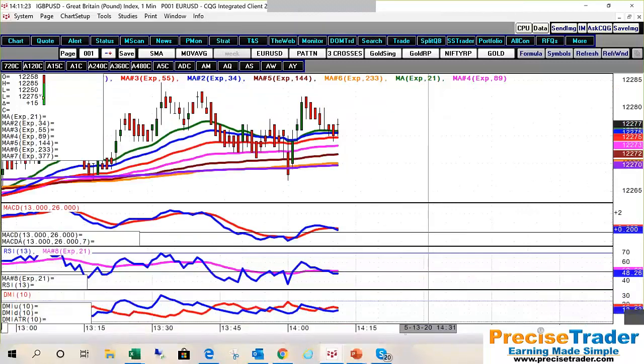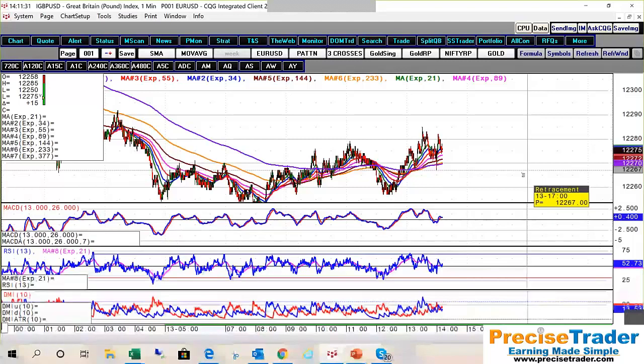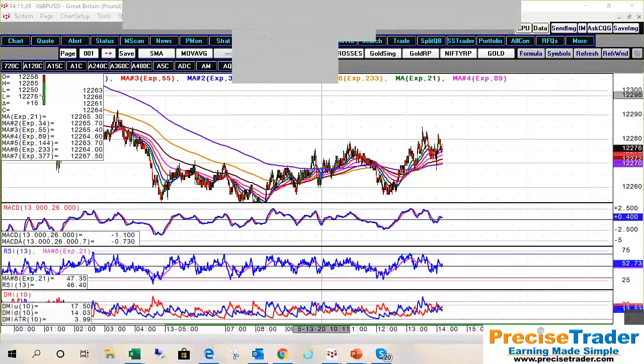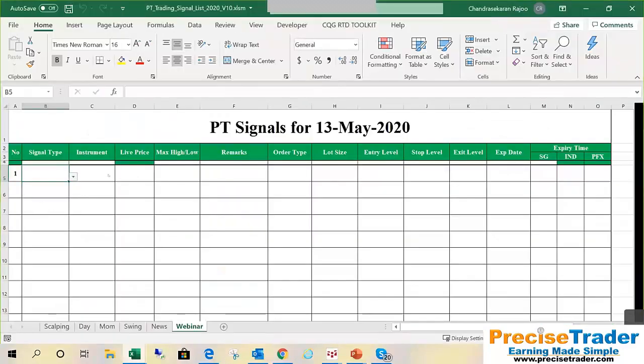So let's do one final check. Where is our entry? Entry would be about 122.70. Okay, 70, stop at 50, exit before 123.20. Then I am ready to go. So this is a scalping trade. This is pound USD. Right now it is trading at 76. So probably the maximum low I'm looking at is 122.45. This is for the near term.